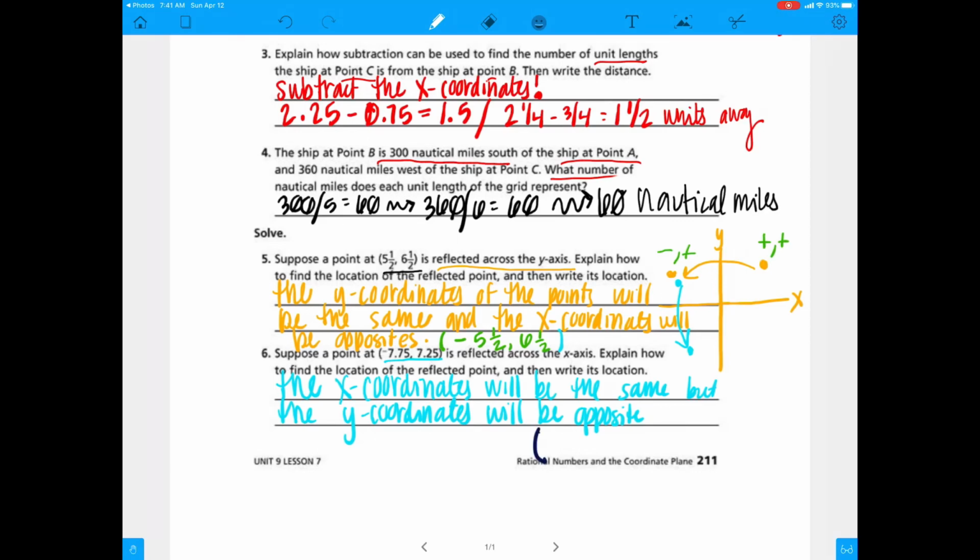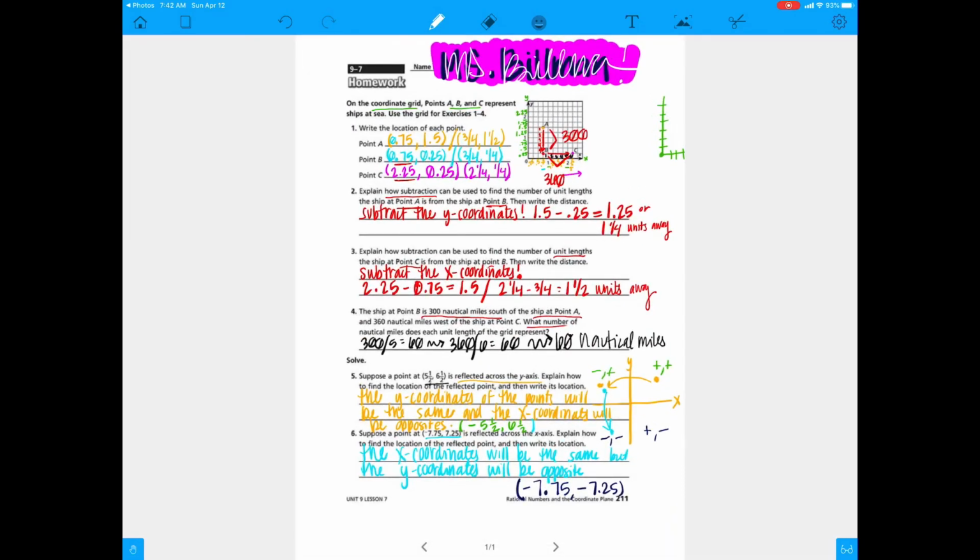Now, my new location is negative 7.75, comma, negative 7.25, and it is super important to attend to precision to make sure you're noting that they're negative. If it moved again across the y-axis, it would move into quadrant 4.